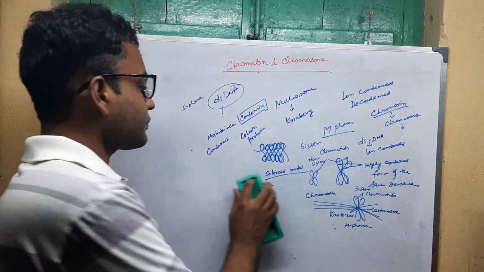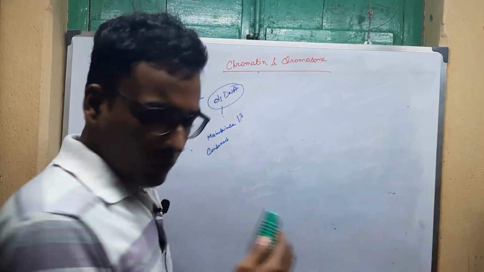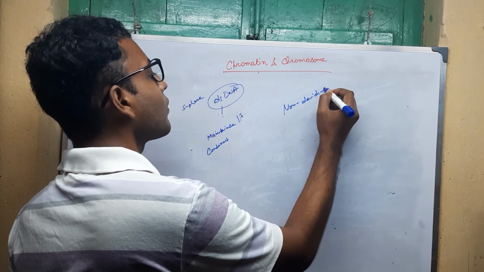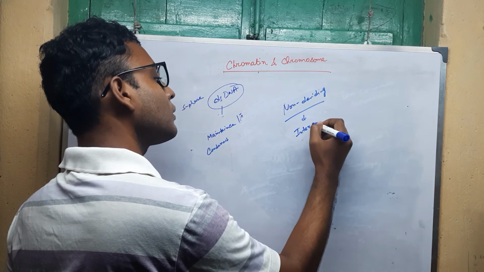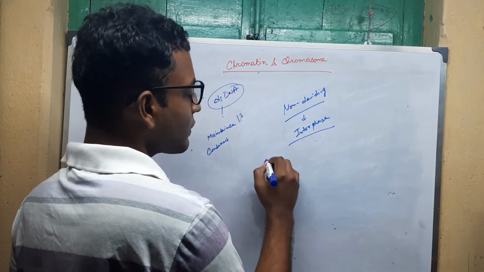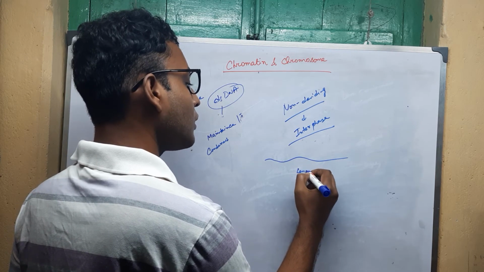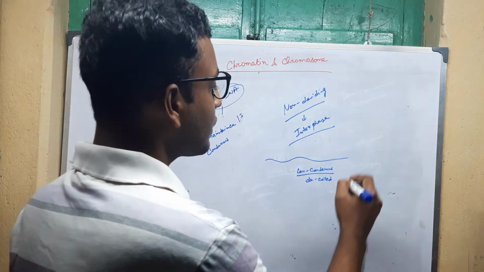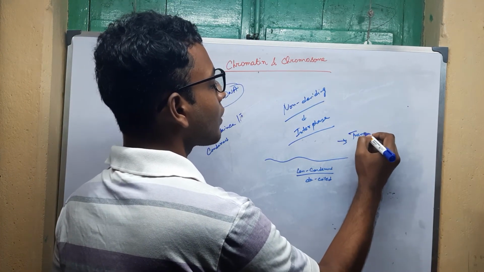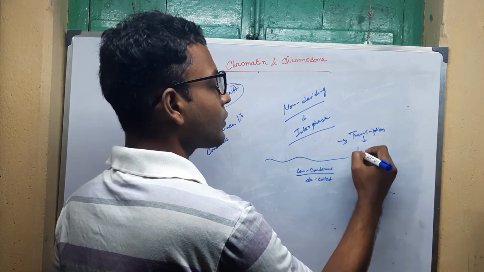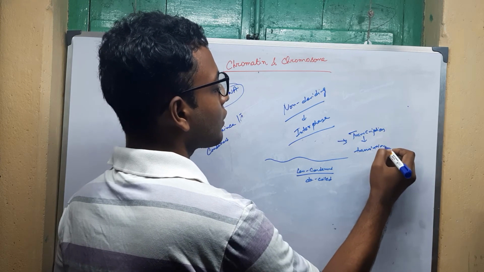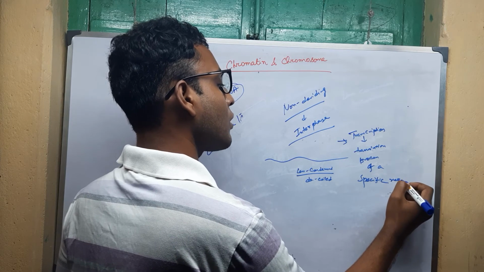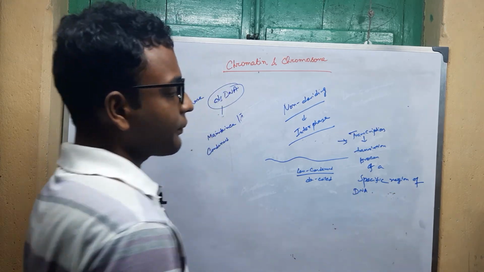Now during the non-dividing condition, or in the interphase stage, the double stranded DNA is present in a less condensed or decoiled stage to help in transcription and later translation of a specific region of DNA.